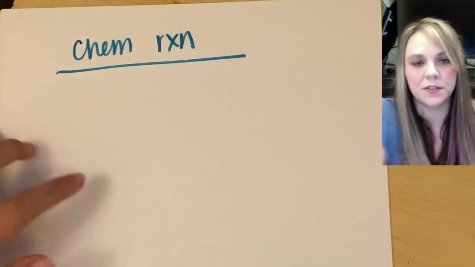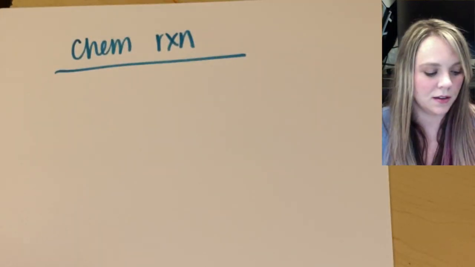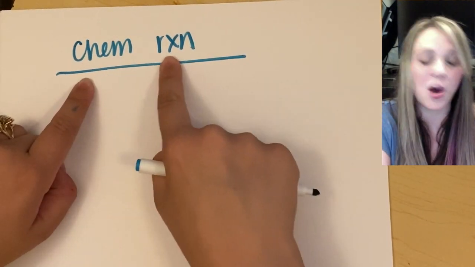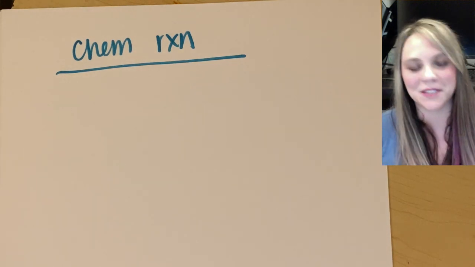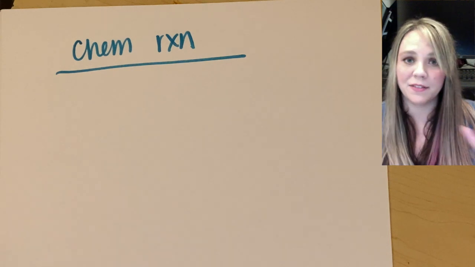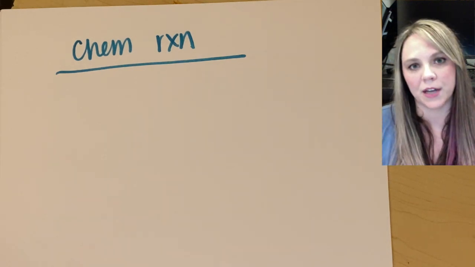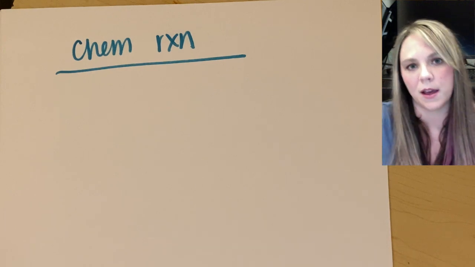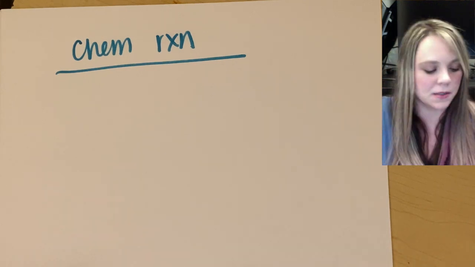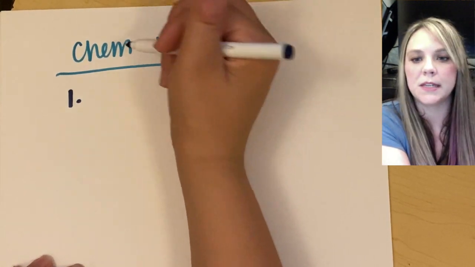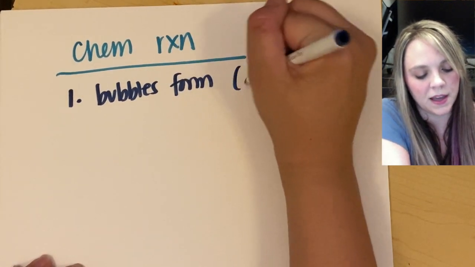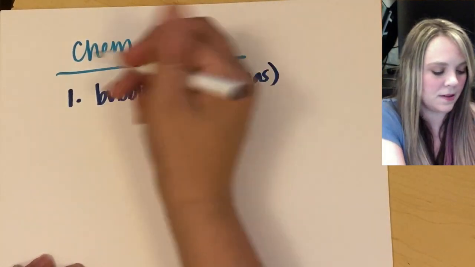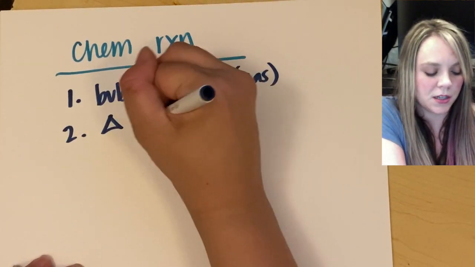And then just really quickly, how to tell if there's actually been a chemical reaction. Again, we abbreviate everything, so chem RXN, reaction. We love saving time. There are 5 main ways to tell if you have a chemical reaction, which will help you determine what the chemical properties of that substance are. Number 1 would be if bubbles form, aka you formed a gas. Number 2 would be a change in color.